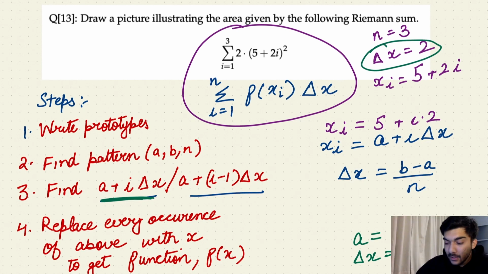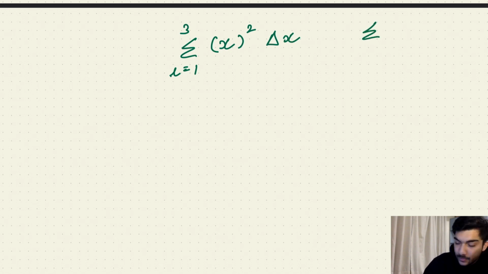So now after following the last step, I'll replace every occurrence of 5 plus 2i in this case and change it to x. So my final expression, which is this, would look somewhat like sigma i goes from 1 to 3 x square delta x, because my original expression was i equals 1 to 3 (5 plus 2i) square times 2.